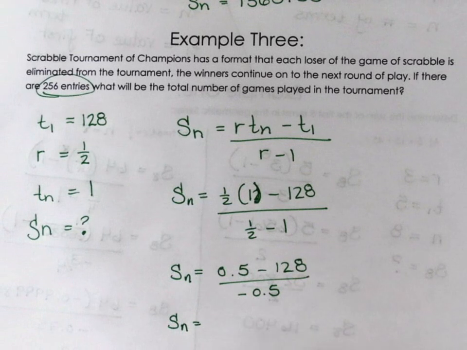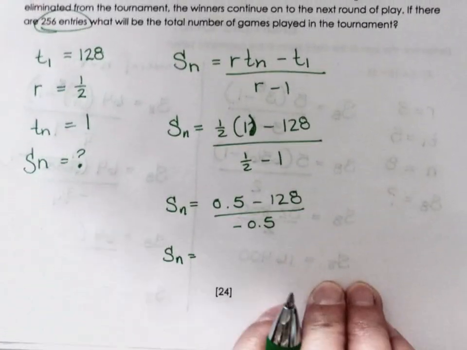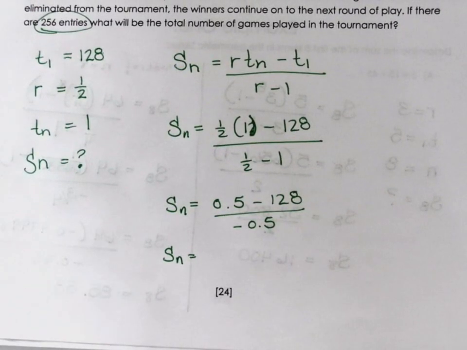Quick question. Should we be expecting a whole number here, or are decimals okay? Yes, whole number. Because there can't be half a game. There can't be half a person.